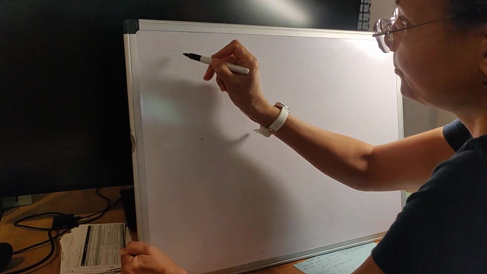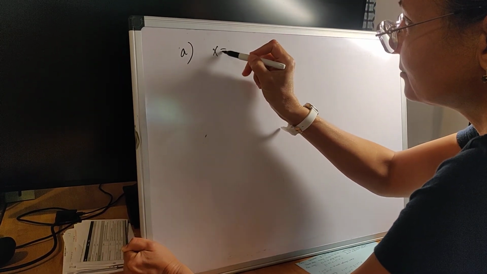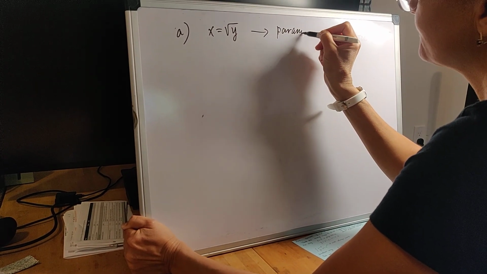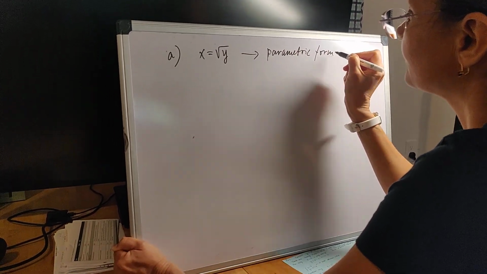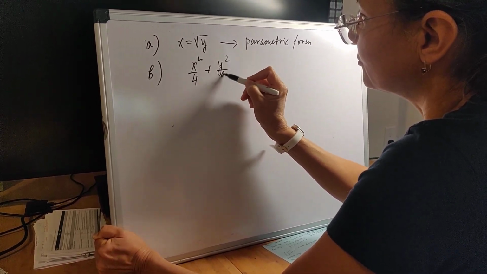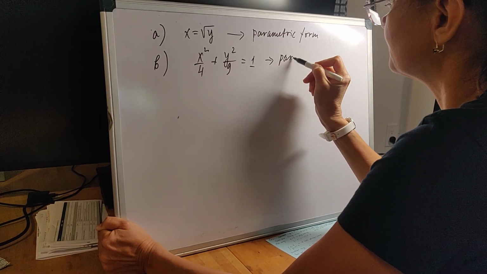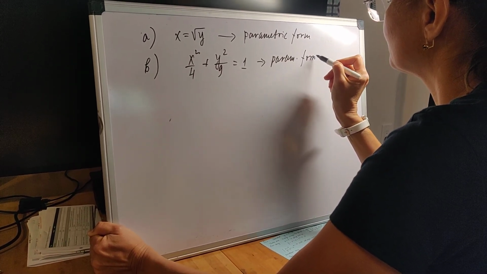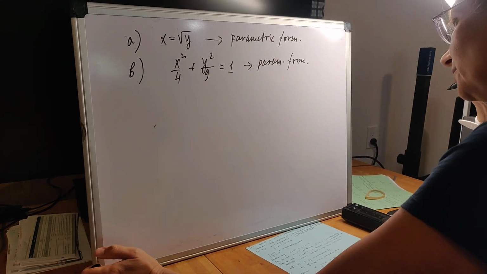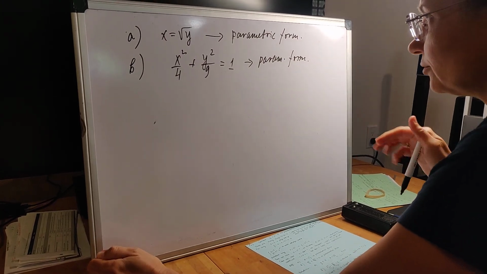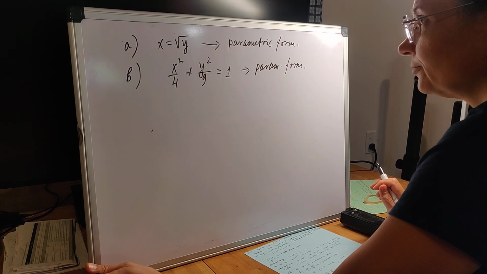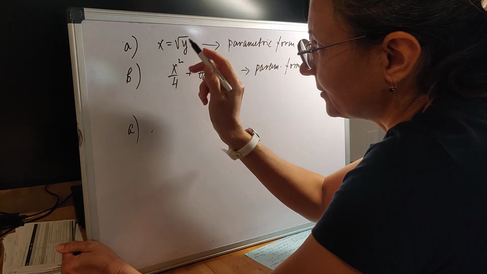Okay, first problem, problem A, x equals the square root of y. I'm asking you to convert it to parametric form. And the second problem is x squared over 4 plus y squared over 9 equals 1, same parametric form. I'm going to count to 3 and give you solutions. If you stop the video, you can try to solve it yourself and then check my solutions. So 1, 2, 3. I'm going to start solving case A.